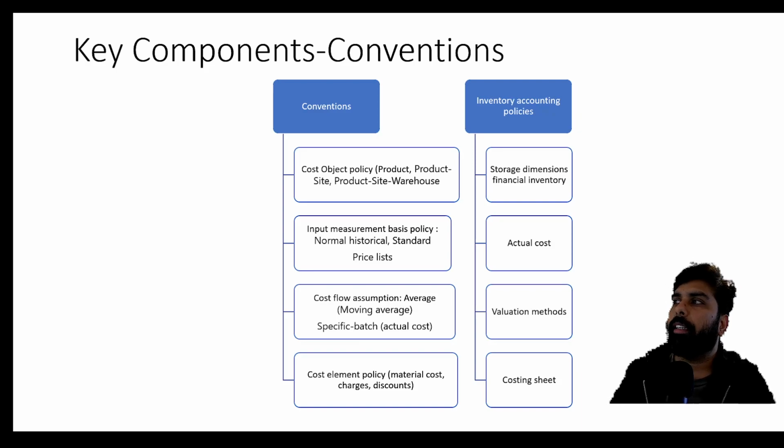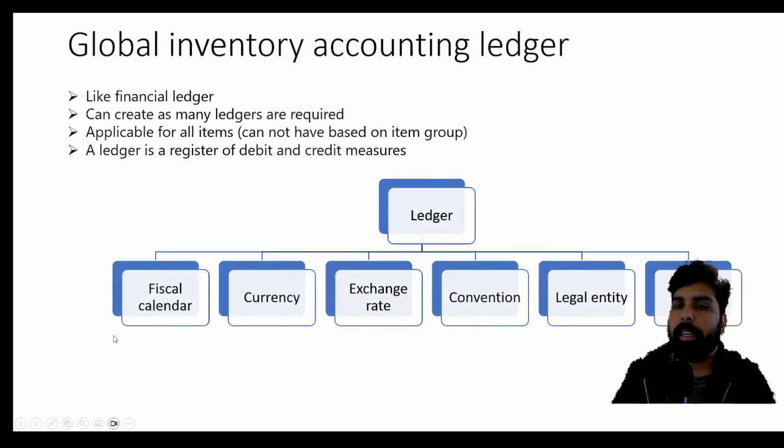So hope this explains the different concepts which we need to define. For any legal entity, if you want to define some parameters, we need to define the convention for that. And these are the four different components of the convention which we need to define. The next thing is, once the convention is done, then you need to define the ledger.